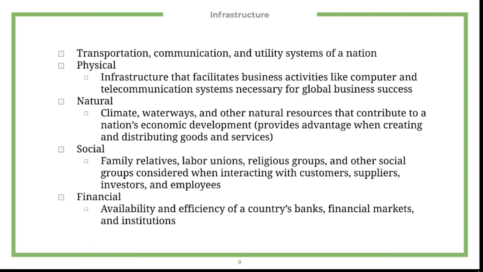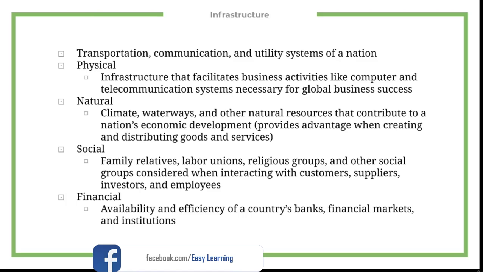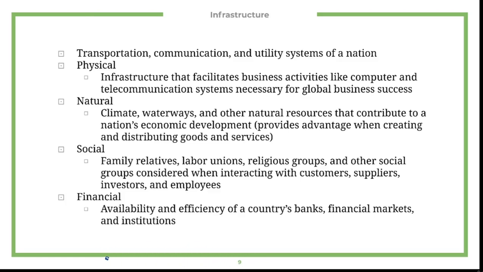And the next one is social infrastructure. So this can be families, relatives, labor unions, religious groups, and other social groups that are considered when interacting with customers, suppliers, investors, and employees. The last one is financial infrastructure, and this is the availability and efficiency of a country's banks, financial markets, and institutions.